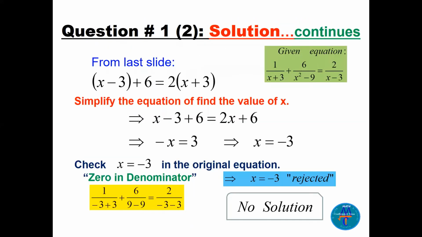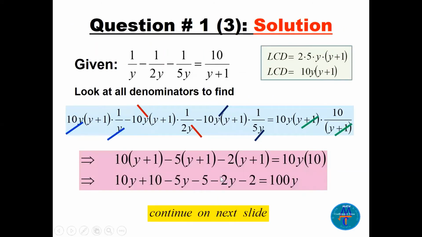Now let's see this one, number 3. Now, y, 2y, 5y, y plus 1. I need the LCD. Not easy, remember. 2 and 5 are prime numbers, so I write 2 and 5. Y is y, same power. See, I can have y squared, y cubed. I take y cubed later. We'll see that. Y plus 1 is y plus 1. So 10y, y plus 1.